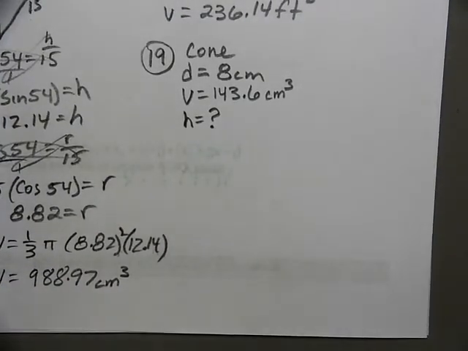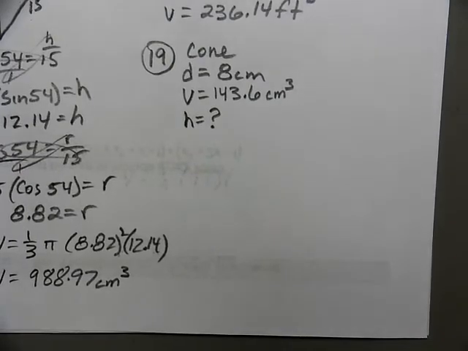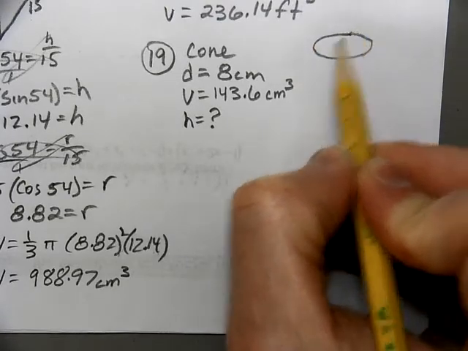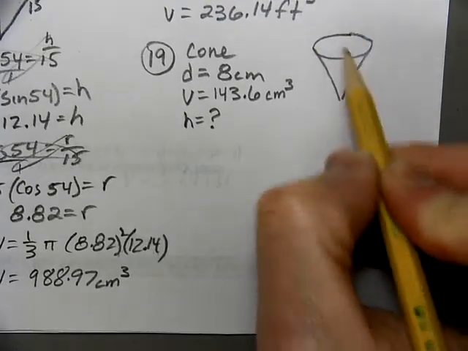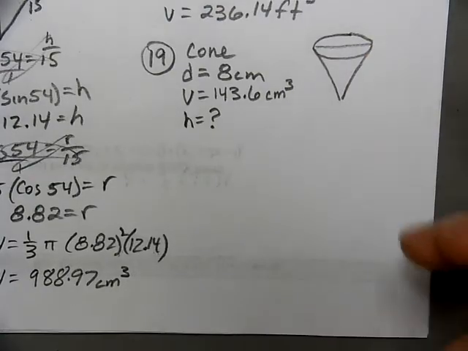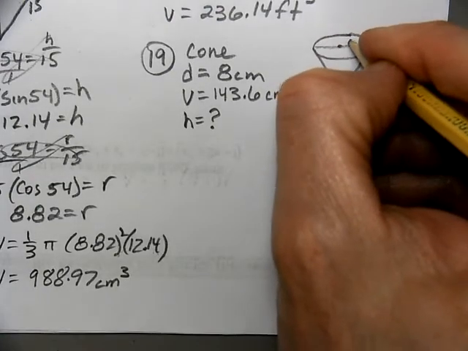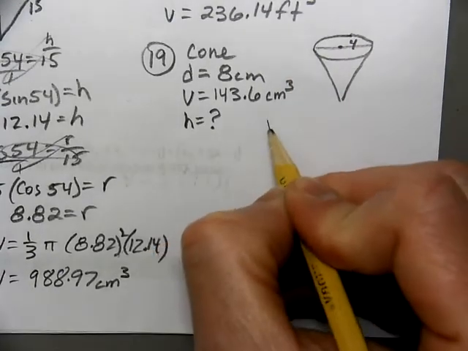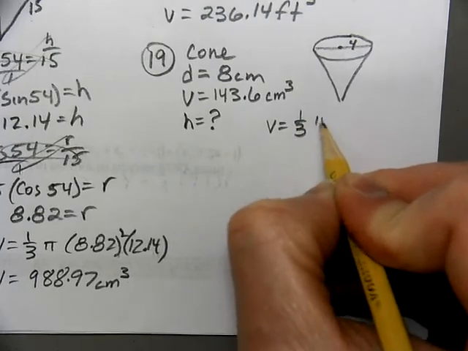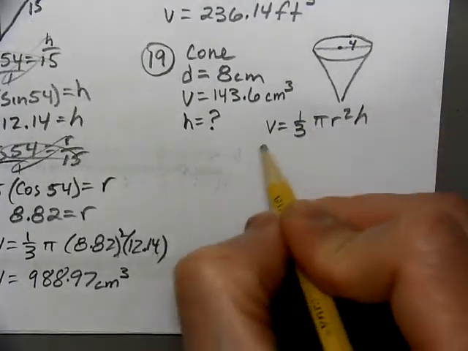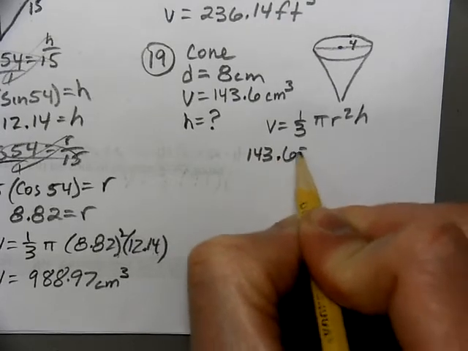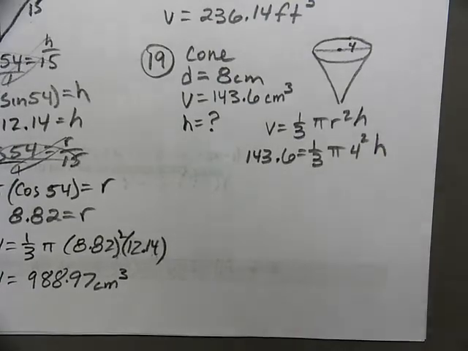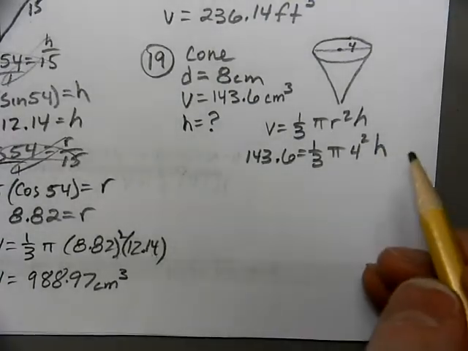For number 19, we're working with a cone. They tell us that the diameter is 8. So the distance all the way across is 8. We know that the radius would then be 4. So if the volume is supposed to be 1/3 pi r squared times h, then 143.6. With a radius of 4, figure out what h is.